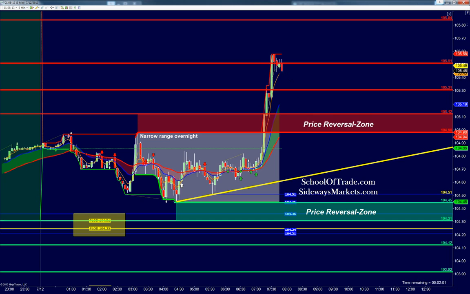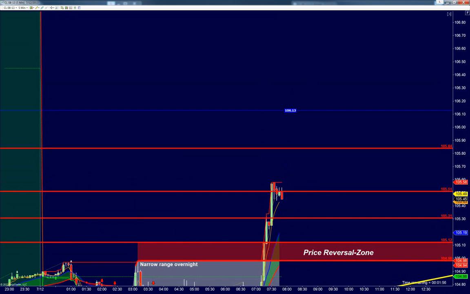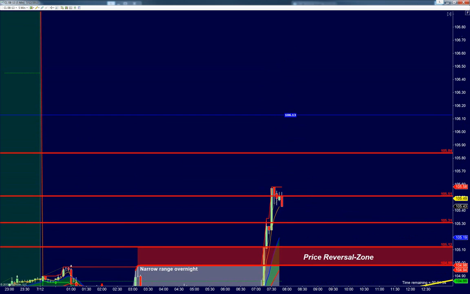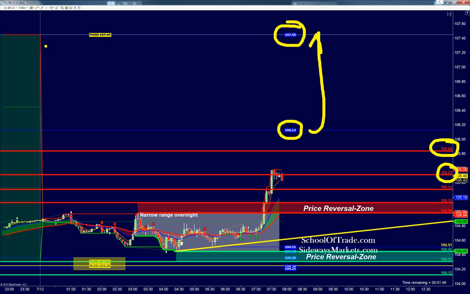As you can see, as we move overhead, we don't have a lot of levels to worry about. As we go higher this morning, the only real levels we have to work with, and we're already at the 105.51 reversal level. If we keep pushing higher, we've got 105.84, 106.13, and then a big jump up to 107.45, which is the high print of Thursday's price action.